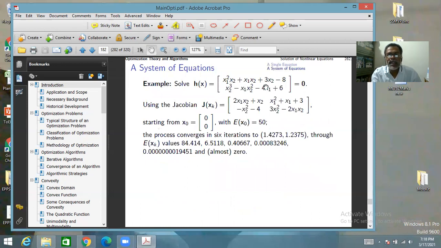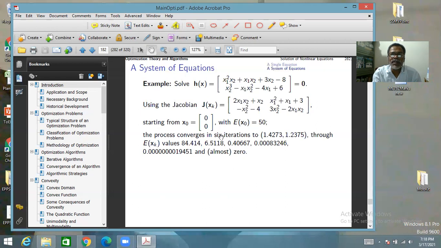So for this example, you see, this is the Jacobian. You start from x naught, say the origin, where half h norm square is 50, and that you can see. At 0, 0, h will be 8, 6. So 8 square plus 6 square is 100. Half of that is 50. It's visible.